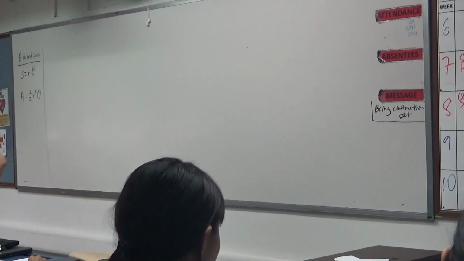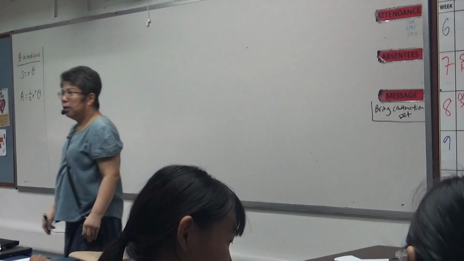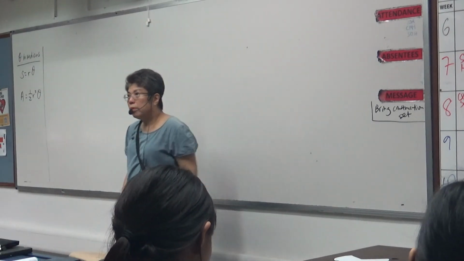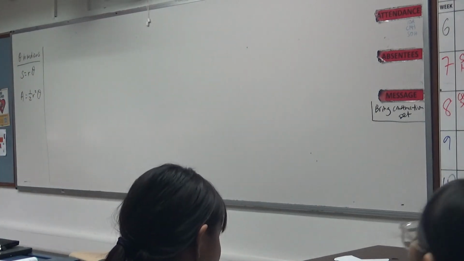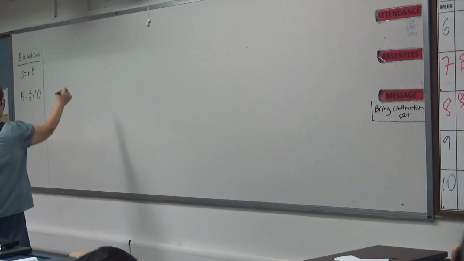Arc length equals r theta meter, and area is half r squared theta meter squared. Now, when you use these two formulas, you must be careful. Theta must be in what? Radians. It cannot be in degrees. Everybody clear? Okay, what does it mean?